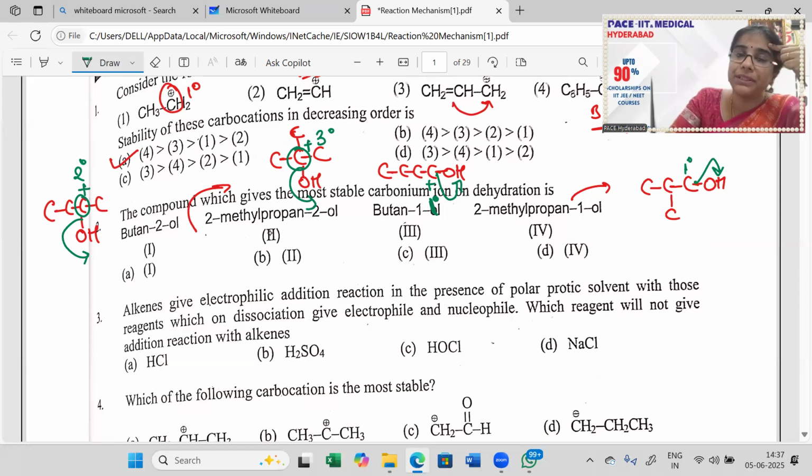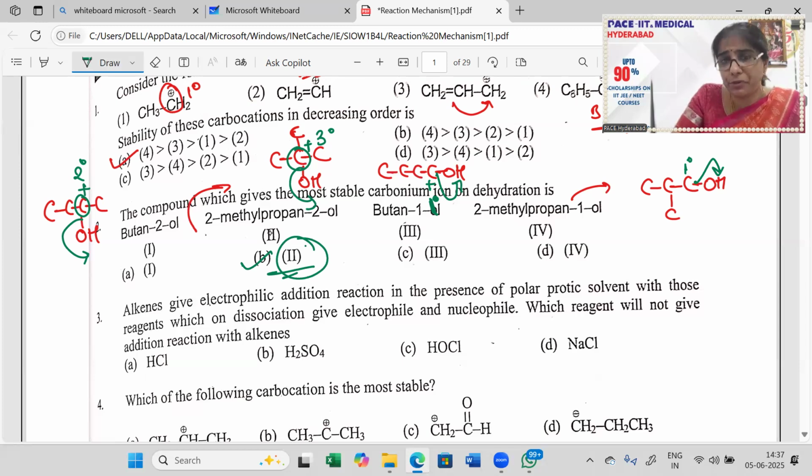Then the compound that will give the most stable carbonium ion on dehydration. The most stable, I would say, is option B. Option B, it is 3 degree, right? So option B is my answer there. The second option will be the one that is also 3 degree.